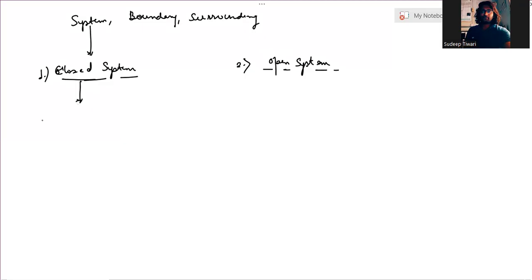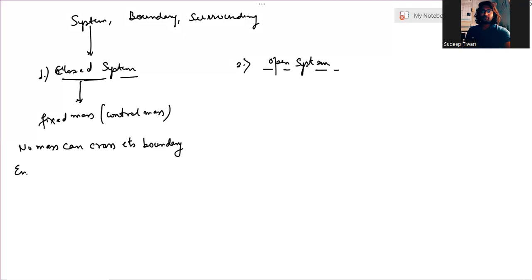Closed system consists of fixed mass. Sometimes it is also called technically a control mass. That is, in this case, no mass can cross the boundary. However, energy can cross the boundary, and there is no restriction on volume. Volume may change, so volume need not be fixed. Such systems are called closed systems. Is that fine?